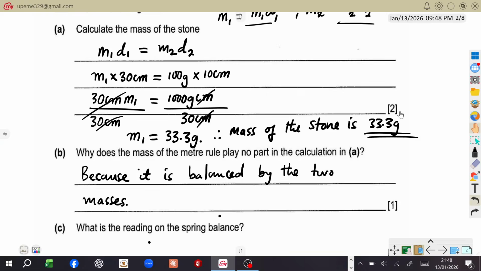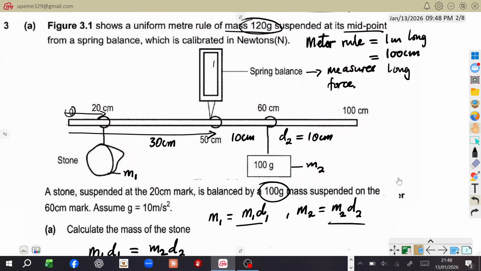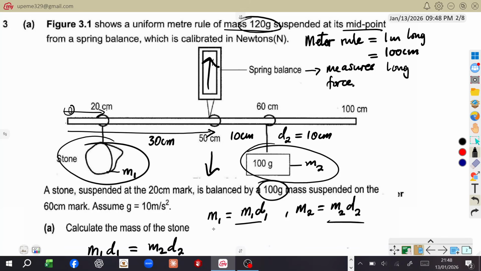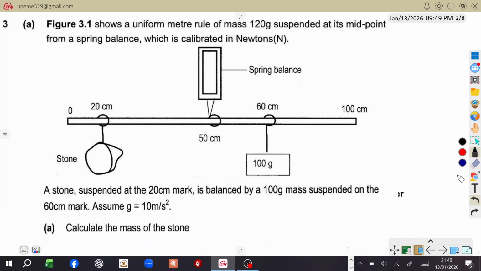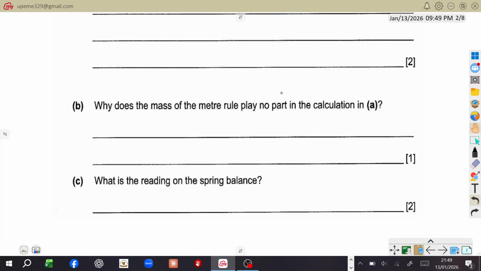Because if this thing is balanced as the question stated, it means the upward force pulling up is equal to the downward force, and the downward forces are the mass of the stone and the mass of this other thing. They're the ones pushing down, so they're balanced. All right, so let me clear everything so that we have a clear picture here.